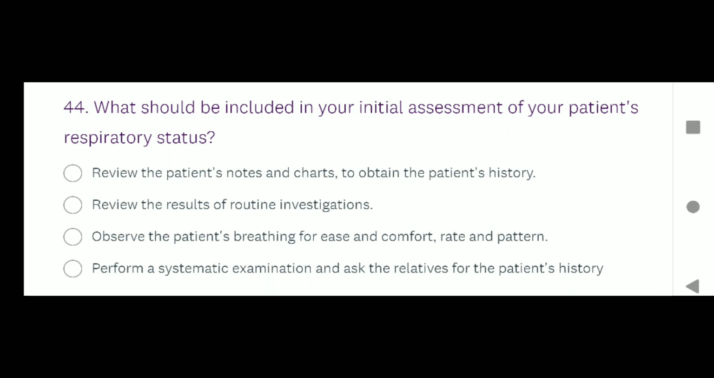Here the right option is option C, that is, observe the patient's breathing for ease and comfort, rate and pattern. This should be included in your initial assessment of your patient's respiratory status. Just kindly note your score so that you can understand where you stand, and these questions in this session are mostly based on respiratory system.